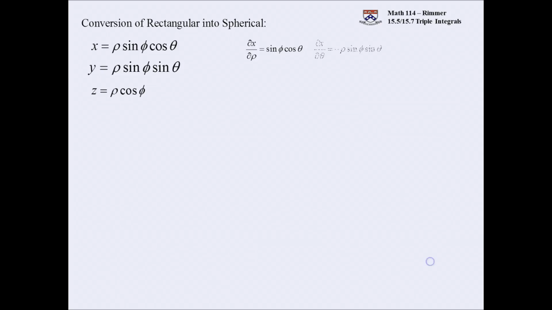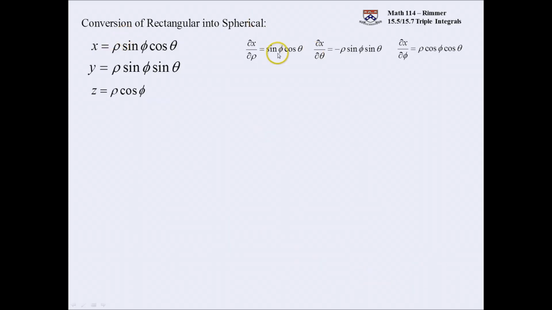Remember how we do the Jacobian? We have to take the equations x, y, and z and use them to find the Jacobian by taking partial derivatives. Partial with respect to x: partial derivative of x with respect to rho, partial derivative of x with respect to theta, and partial derivative of x with respect to phi.